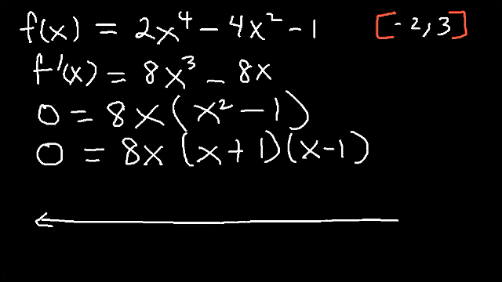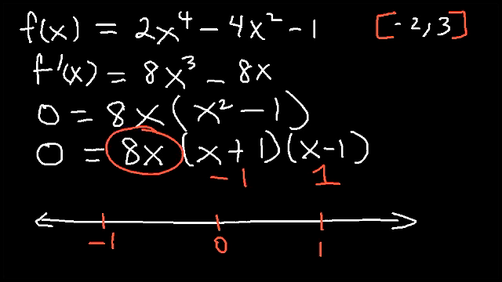So now, let's draw the number line. There's 3 critical points, -1, 0, and 1. So for x minus 1, it's going to be positive 1. For this one, it's negative 1. And also, you could set 8x equal to 0, which means that x is 0. So those are the 3 critical numbers that we have for the first derivative.